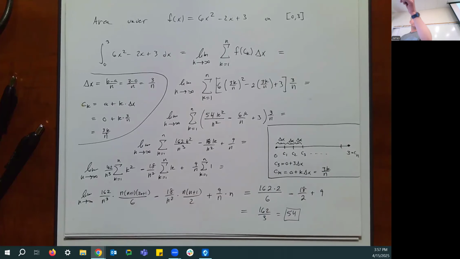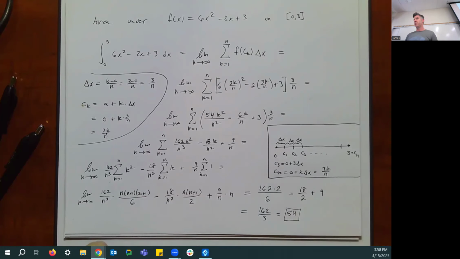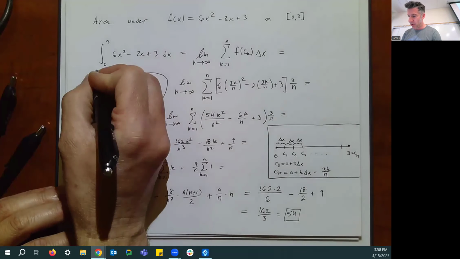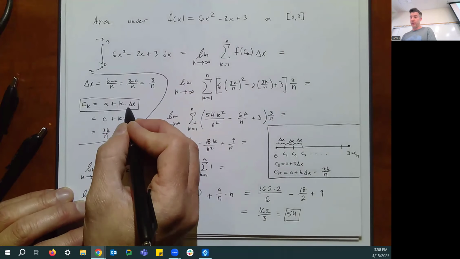You have a question? No? Okay. I feel like there's something else I want to say here. No, I guess not. But I would say I don't really draw this picture because it would be good to remember, instead of working it out in an exam, that you can just find c sub k by taking your a value, which is your lower limit, plus k times whatever your delta x is.